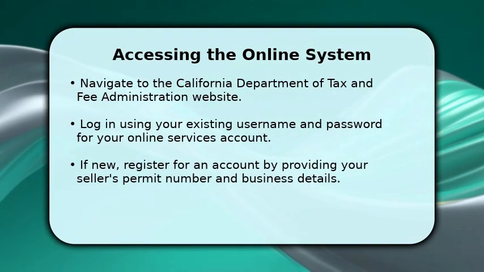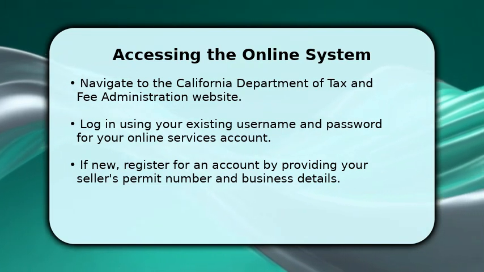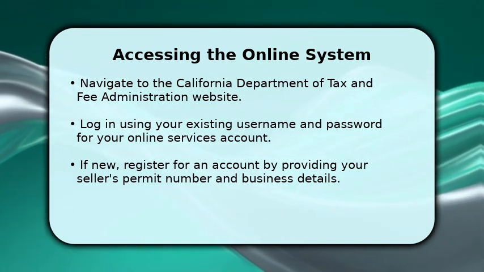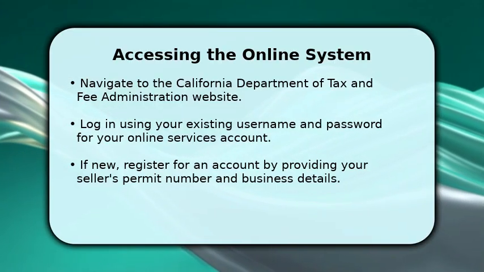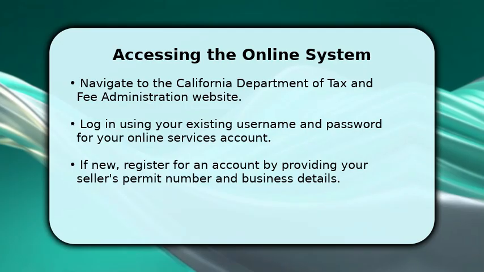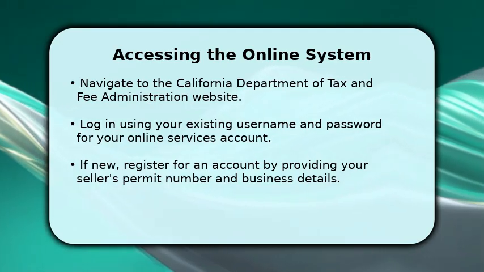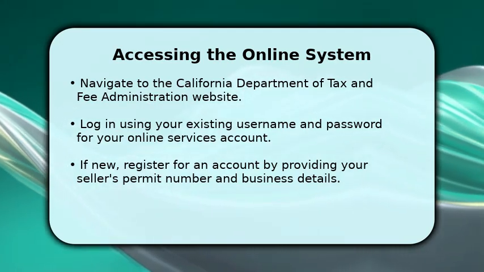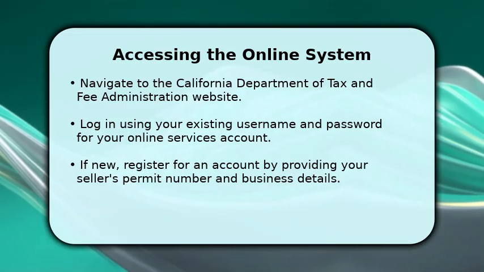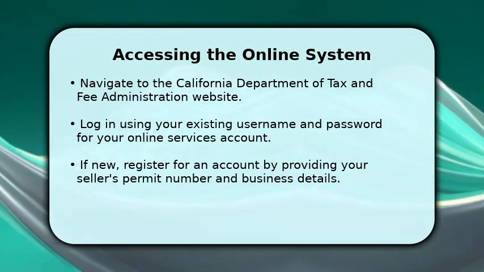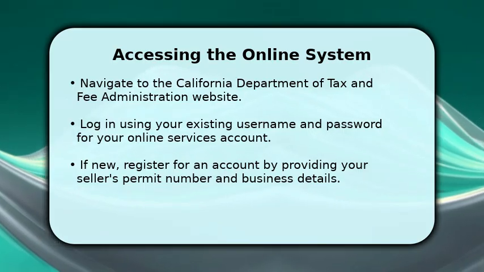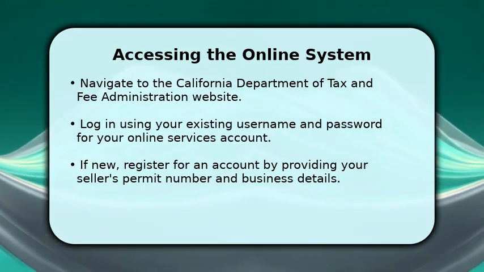First, you'll need to access the California Department of Tax and Fee Administration's online services. Head to their official website and locate the login portal. If you already have an account, simply enter your username and password. For new users, you will need to register for an account using your seller's permit number and other required business information. This initial step ensures you can securely access your filing dashboard.